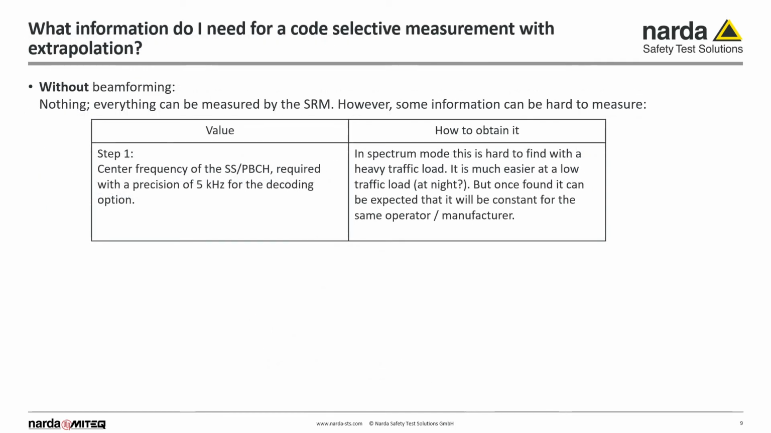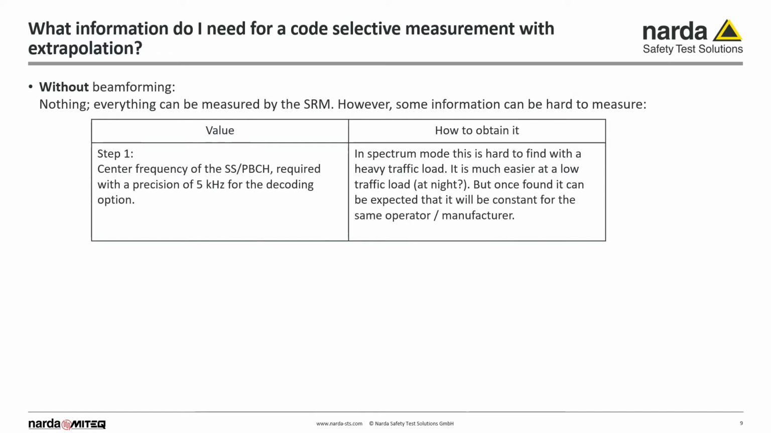What information do I need before I can make a code-selective measurement? In theory, if there is no beamforming, none. All the necessary system parameters can be measured on the spot using the SRM. However, depending on the system load condition, this measurement can be difficult. Let's therefore take a look at the parameters separately. Signaling frequency. The SRM needs this with an accuracy of 5 kHz. No problem to measure this using spectrum analysis if the load is low, for example at night, but not if the load is high.